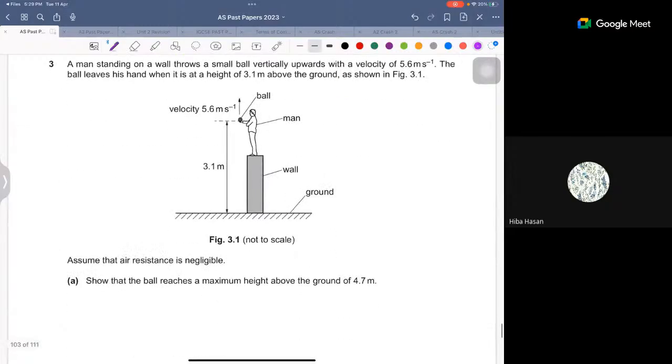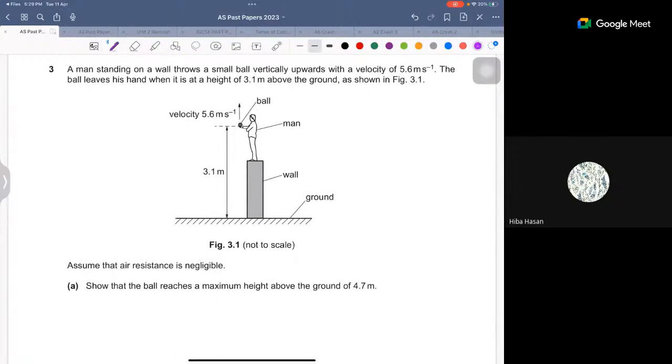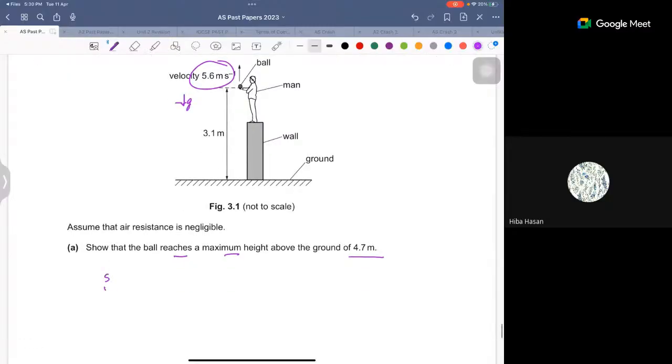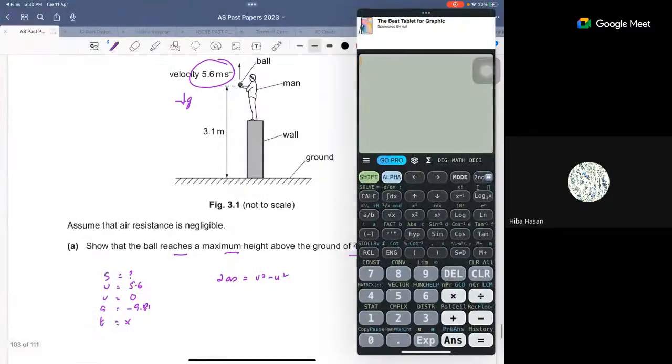Now, going to the next one: show that the ball reaches the maximum height over the ground is this. So he throws it up with this velocity. So now this is an SUVAT question. Acceleration due to gravity is down, so we're going to take it negative. We want to find this. The initial velocity is 5.6. At the highest point, the final velocity will be 0. The acceleration will be 9.81, and time is not given. So the best equation will be 2as equals v squared minus u squared. Why? Because it doesn't have time.